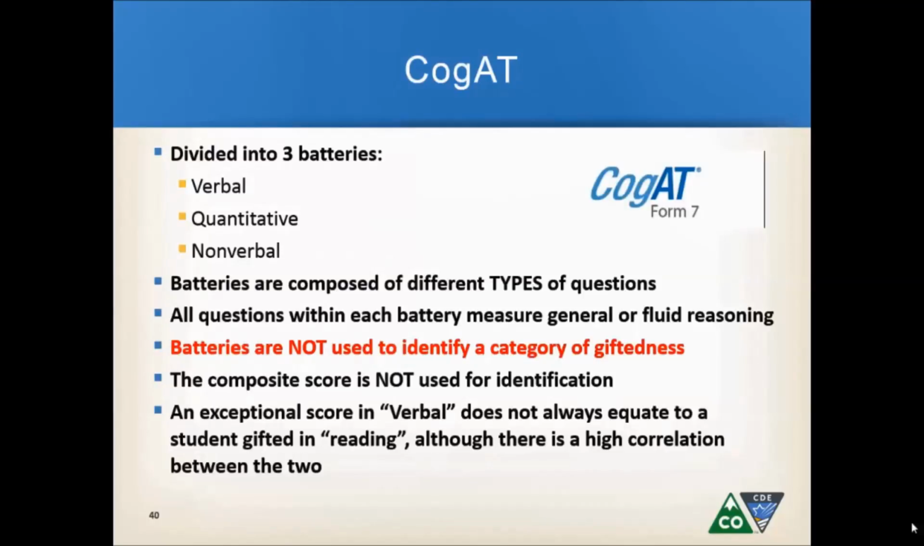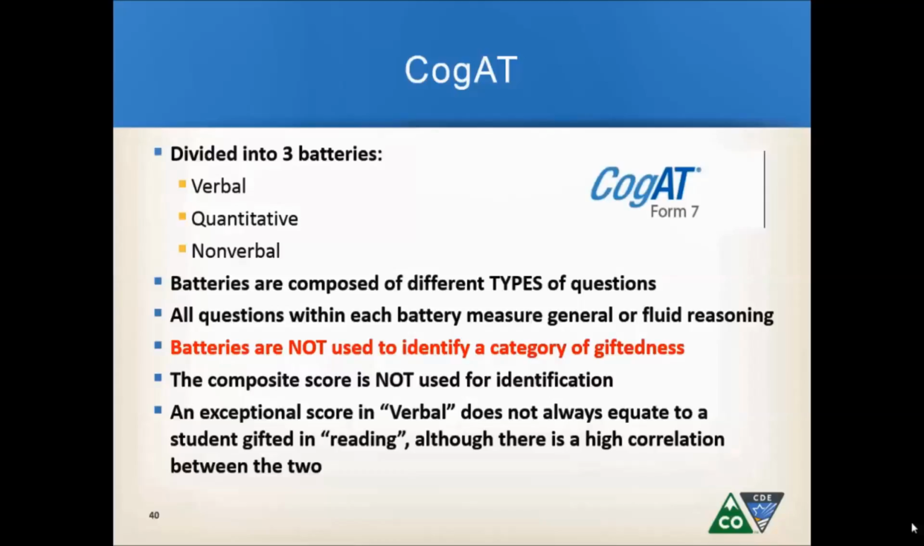Some districts have chosen to administer the Cognitive Abilities Test. Now, the COGAT is divided into three separate batteries, or sections of a test. These sections, or batteries, are identified as a verbal battery, a quantitative battery, and a nonverbal battery. Now, it's important to note that the batteries are just composed of different types of questions, because all the questions within COGAT and within every battery measure the same thing, and that's general or fluid reasoning ability.